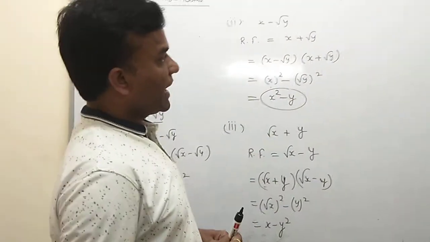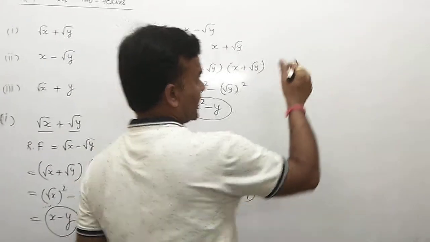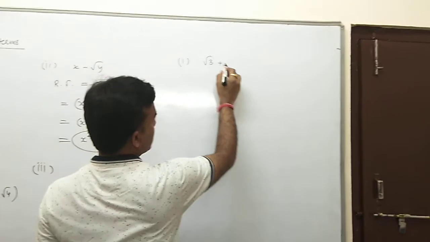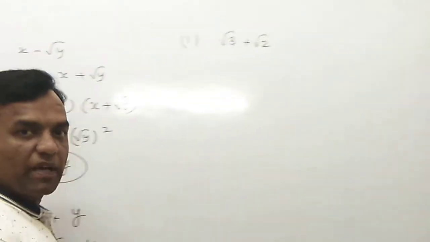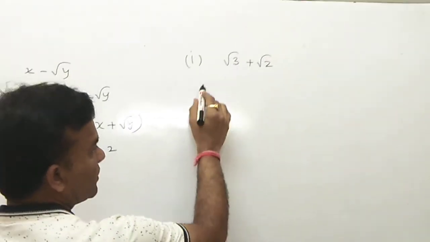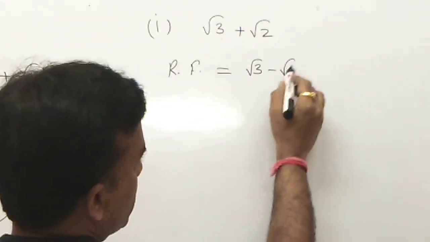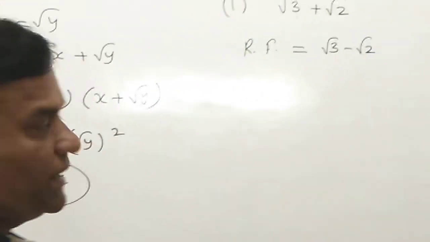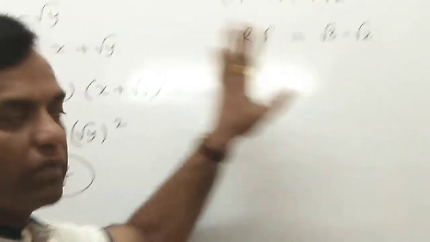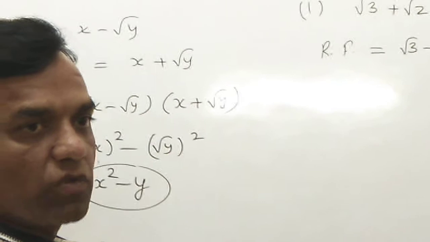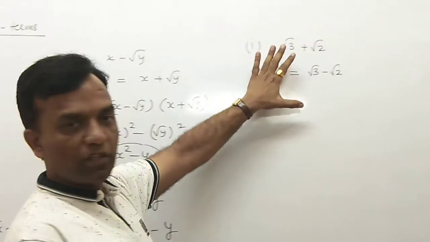But now suppose some questions are related to numbers, like root 3 plus root 2. The same concept applies here. First you write down its RF, rationalizing factor, that is root 3 minus root 2. Any number is given, the concept is the same. The concept is not different from the arbitrary numbers. Like in arbitrary numbers you have plus 2 minus and minus 2 plus, the same you use for the numerical value.